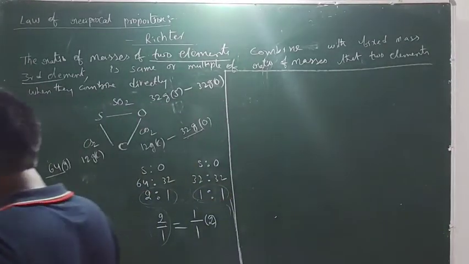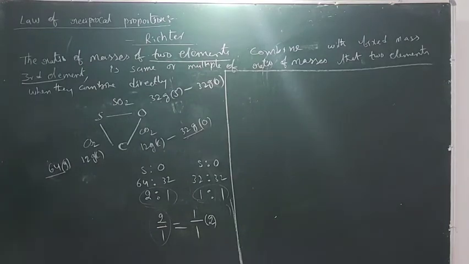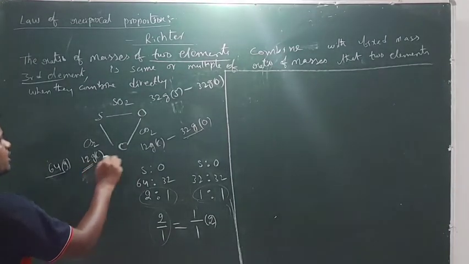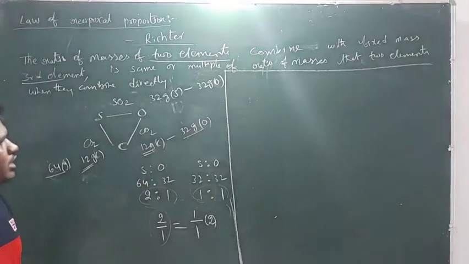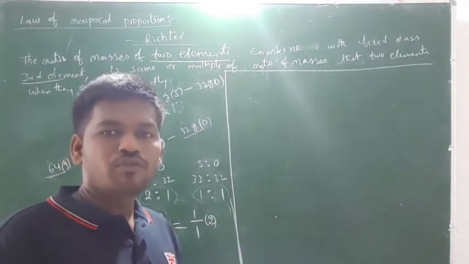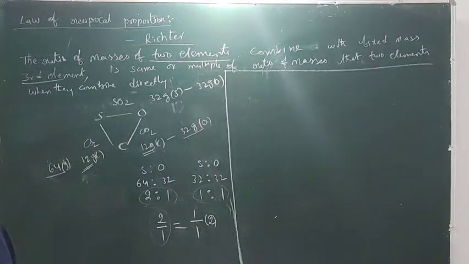Right. So here, guys, the carbon mass is already fixed. We didn't do any change to fix the mass of the carbon, because the mass of the carbon is already fixed here at 12 grams. If the mass of the third element is not fixed, we have to fix that. Let us see one example based on that.